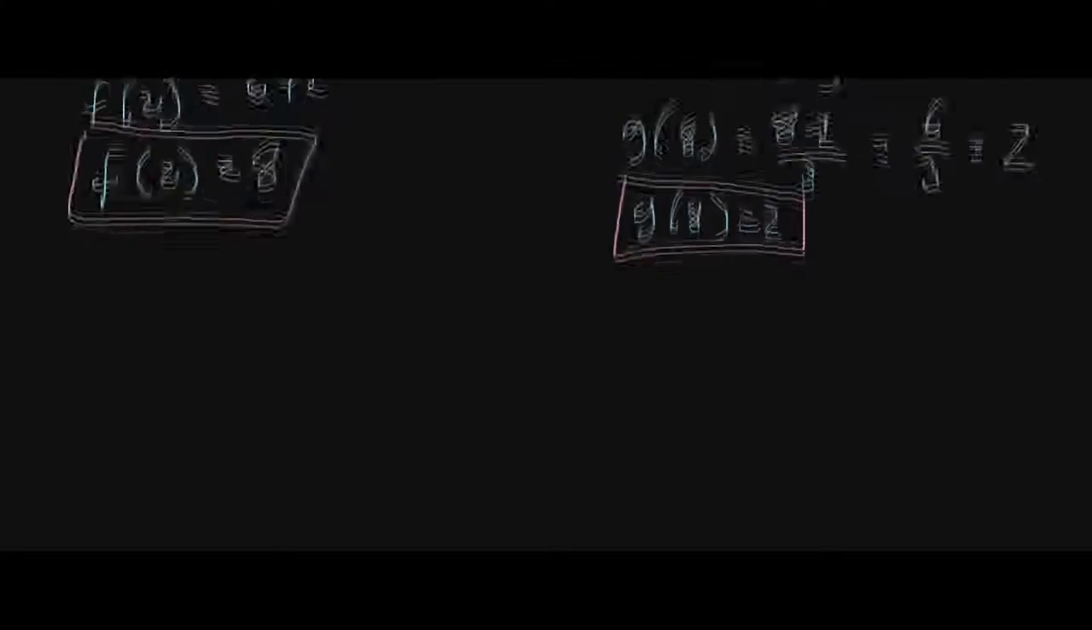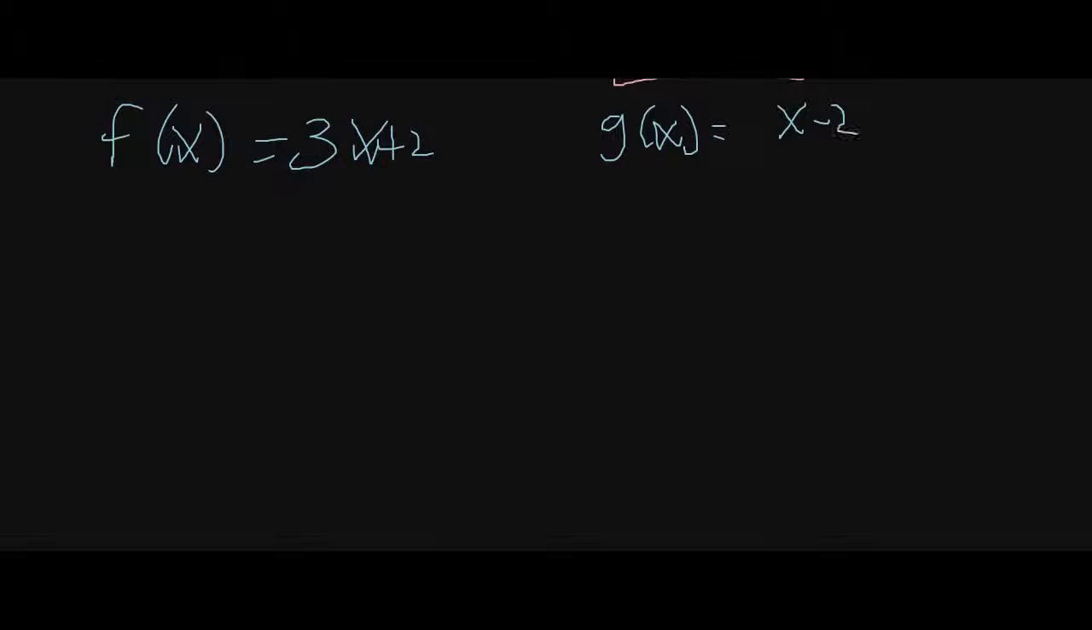Alright, let's actually use composition. Let me rewrite our equations real quick. We have f of x is equal to 3x plus 2, and g of x is equal to x minus 2 divided by 3. Now, we're going to piece in a bunch of things that we have learned in our class so far. I'm going to graph this function here. So it looks something like this.